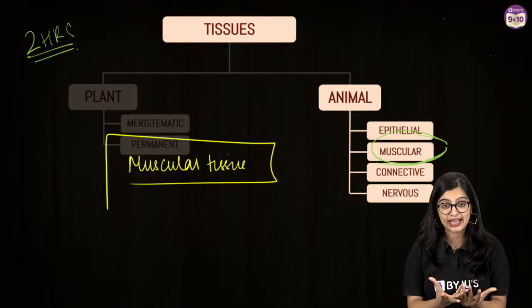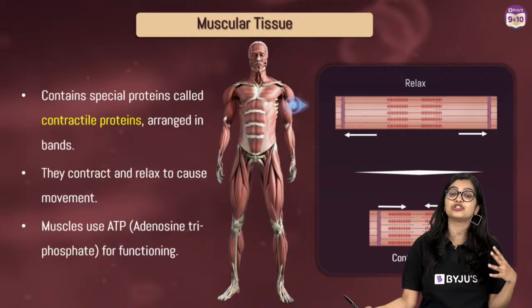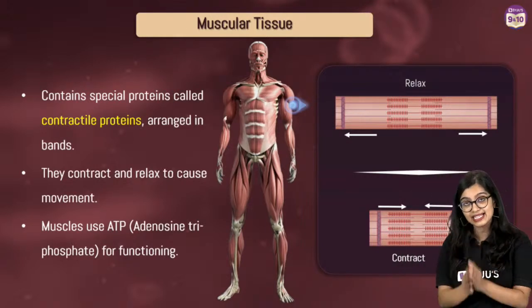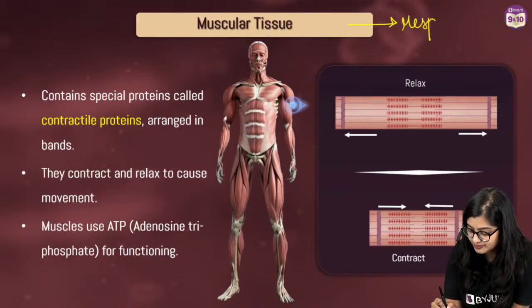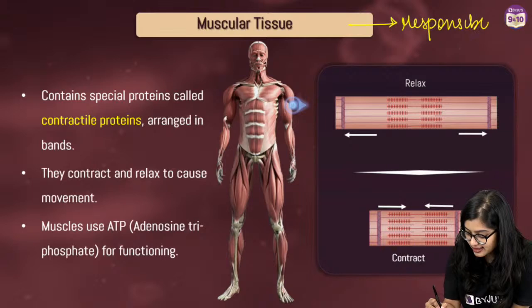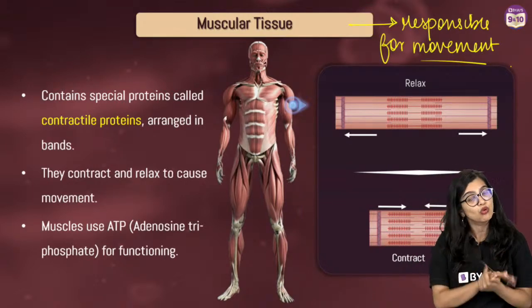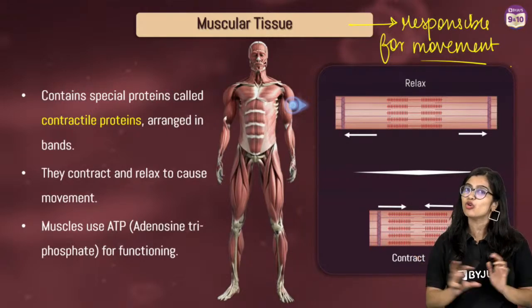And apart from strength, we also know about movement. So when you talk about muscular tissue in general, it is primarily a type of tissue that is responsible for movement, right? So whenever you hear the word muscular, think of it as movement. Now you know the function is primarily to do movement.